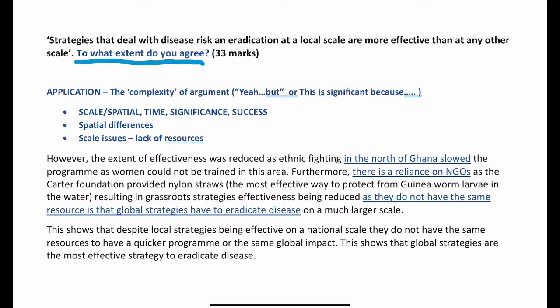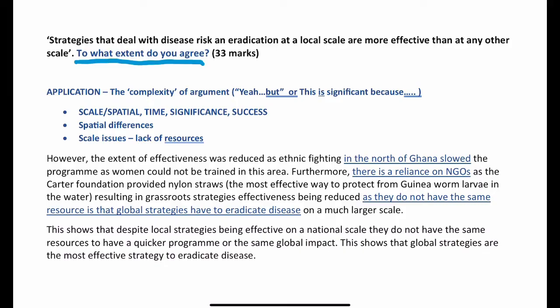So the reason why I've come up with the PEST technique is it's the complexity of the argument. We've already stated that local strategies are important. We've said how they've got rid of a disease in Ghana. But then I'm saying, either in this bit of the argument, yeah, but, so that's complex because it's not quite as simple as that. Or I'm really doubling down to say, this is actually super significant because of this reason.